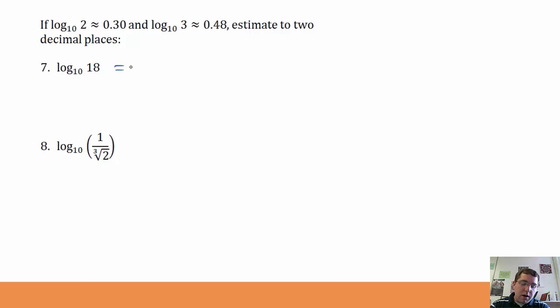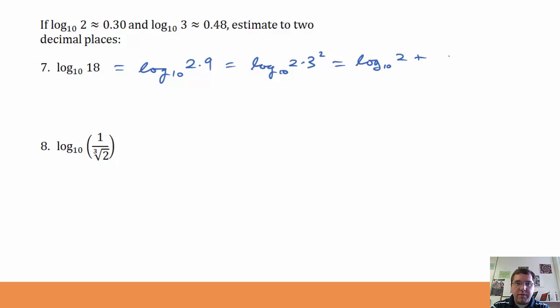Our goal here is to be able to write the 18 as just 2's and 3's. So 18, remember, is 2 times 9. So this is log base 10 of 2 times 9. 9 is 3 squared. So the log base 10 of 2 times 3 squared. Now I've written it as 2's and 3's. Now let's expand this out. This would be the log base 10 of 2 plus the log base 10 of 3 squared, but I can bring that power of 2 out front. 2 times the log base 10 of 3.